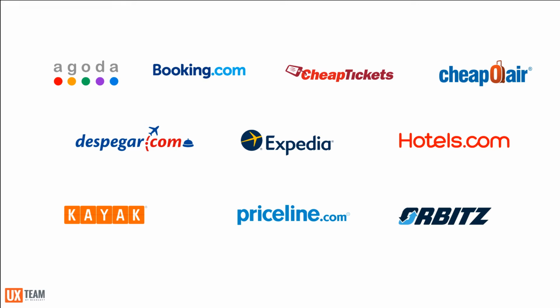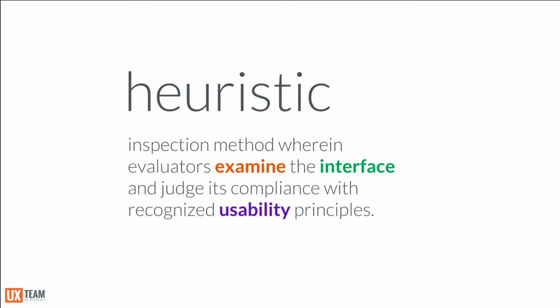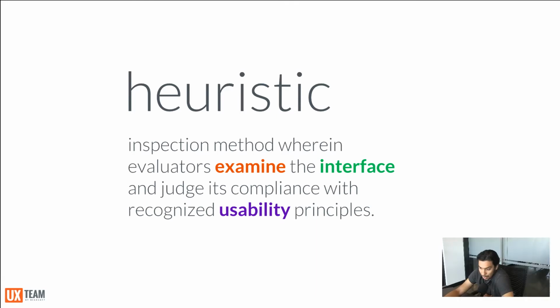So let's talk about that research a bit. How did we do it? What did we use? Well, in this case, we used heuristic evaluation. And what exactly is heuristic evaluation? Well, a fancy definition of a heuristic evaluation is an inspection method where evaluators examine the interface and judge its compliance with recognized usability principles. That sounds hard to understand. I know, sorry about that, but it has to be said that way.